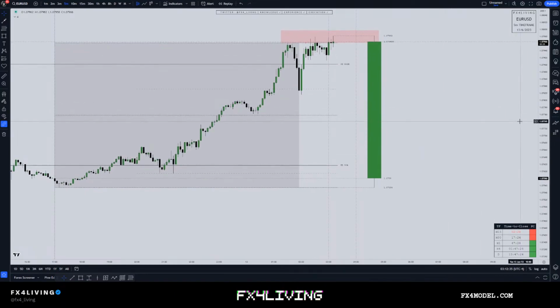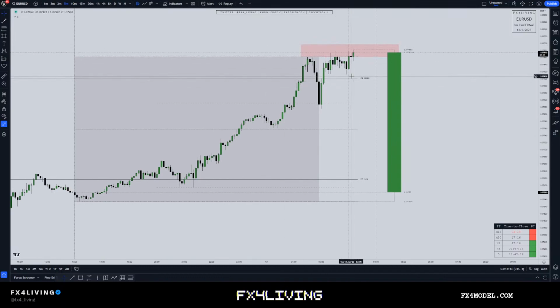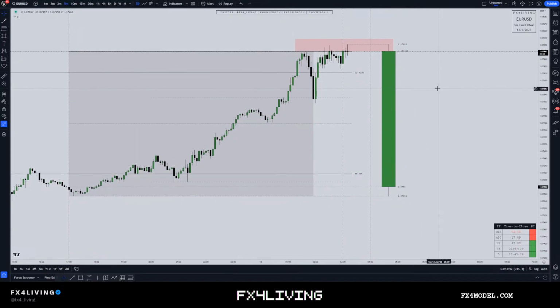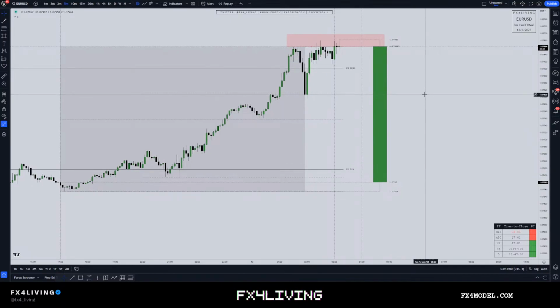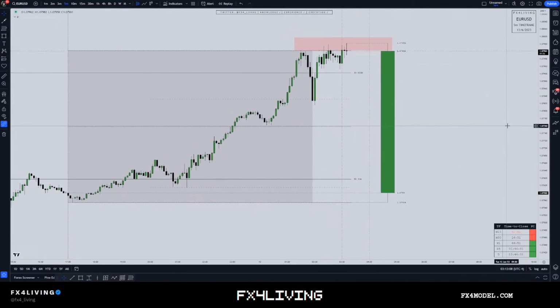The only reason that I can go short here is because we are on the double PD arrays. We are on the previous daily high here. We are also on the top of the Asian range, technically. So we are in the premium zone right now. That means the price is premium. Nobody is going to buy here. I mean, the price can, but people want a discount.